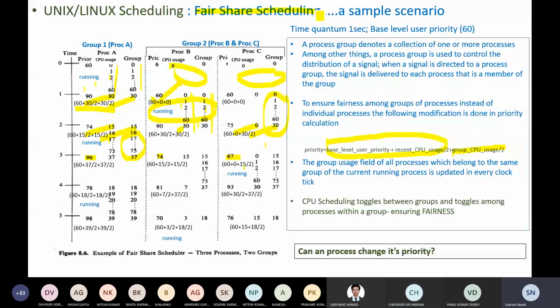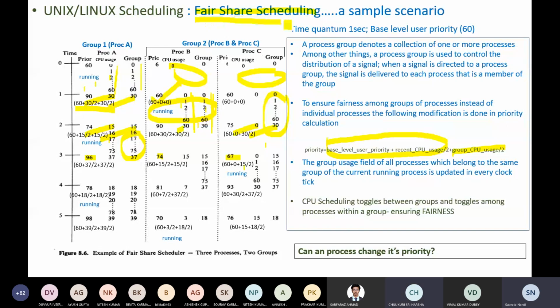We assume that there is no IO or anything that happens here. They just keep on taking their chances and getting preempted. You got the point? Yes, sir. So that's why this is called fair share scheduling. So this fairness is in terms of the groups.